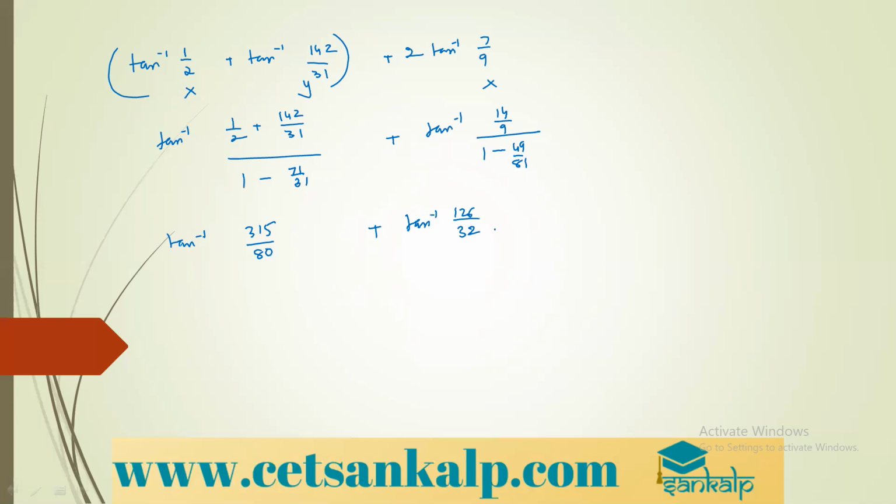But here I will be having a minus sign. So when you cancel and simplify it, you'll have tan inverse 63 by 16 negative and tan inverse 63 by 16 positive. Together it becomes 0.